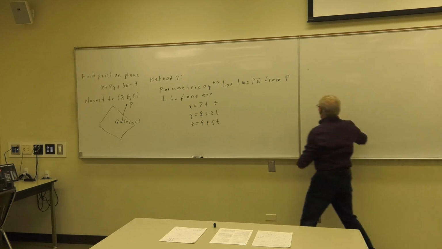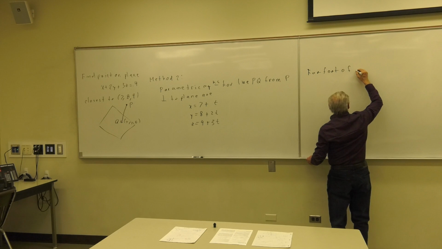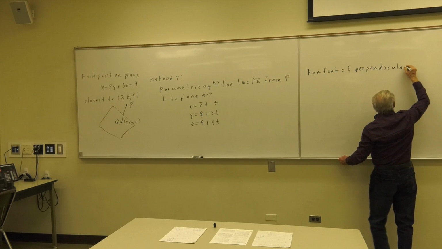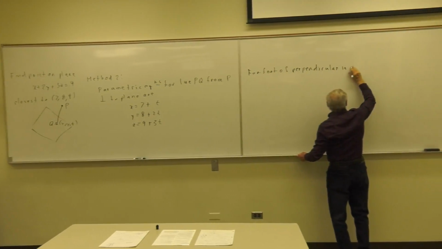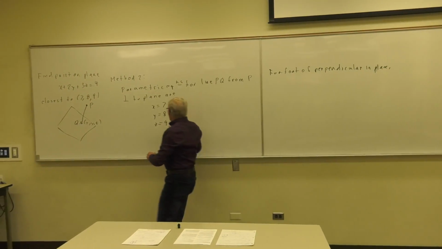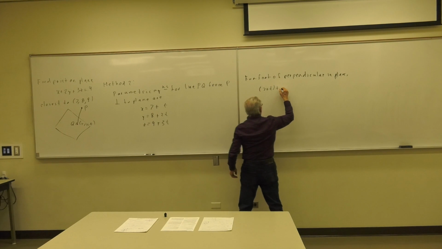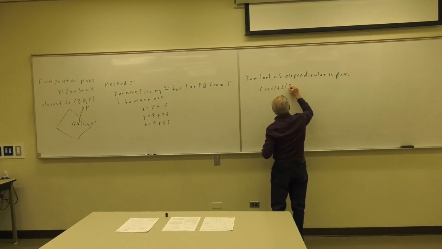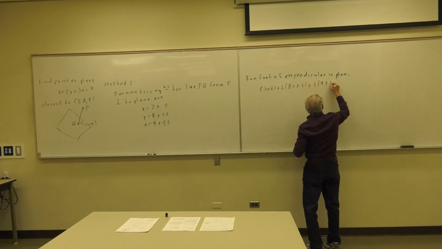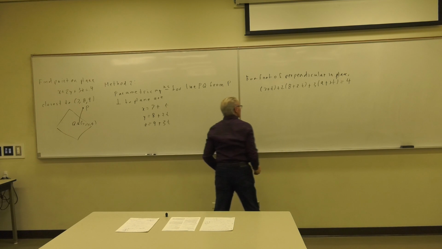We say then, for the foot of the perpendicular in the plane, we'll do the following. You can see, put that and that and that into there. So we'll have 7 plus t. We will have 2 times 8 plus 2t. Then we'll have 3 times 9 plus 3t equal to 4. So we need to solve this for t.